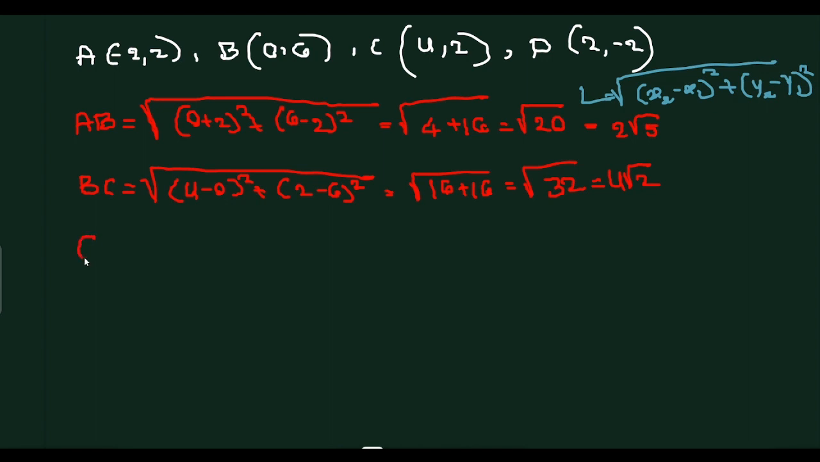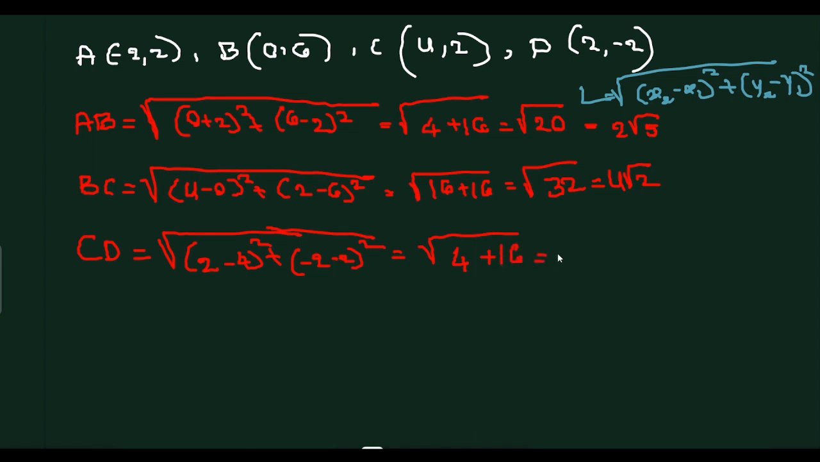And CD. What is CD? C is 4 comma 2 and D is 2 comma minus 2, right? So the formula gives 2 minus 4 whole square plus minus 2 minus 2 whole square. Then this value becomes 2 minus 4 is minus 2, square is 4, and minus 2 minus 2 is minus 4, whole square is 16, that is 20. I can write it as 2 root 5.